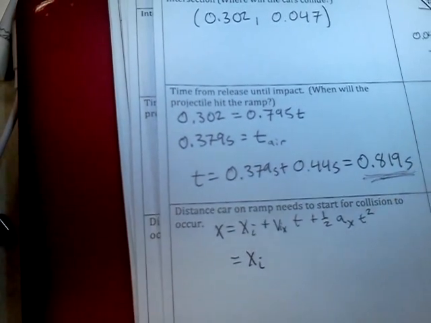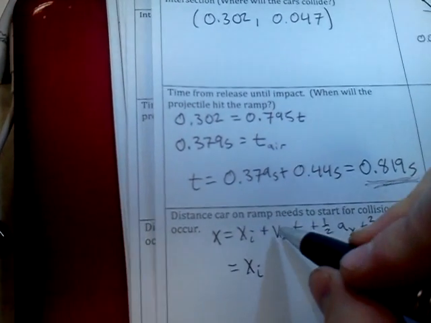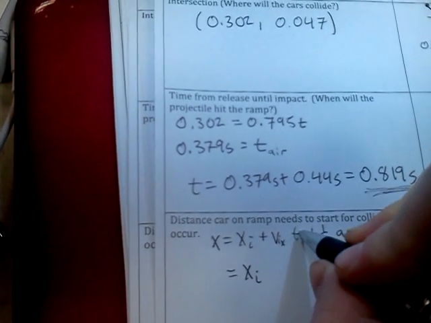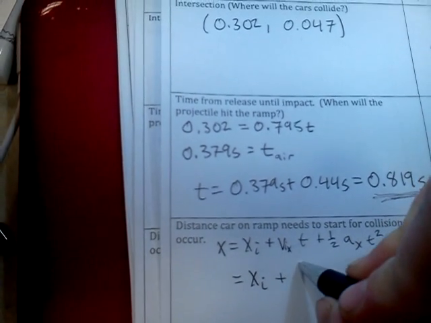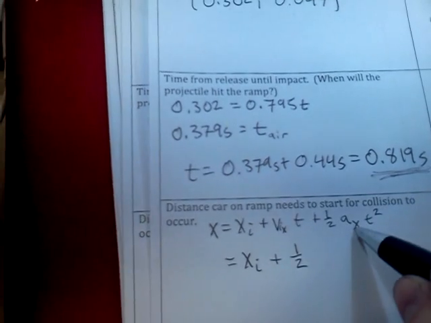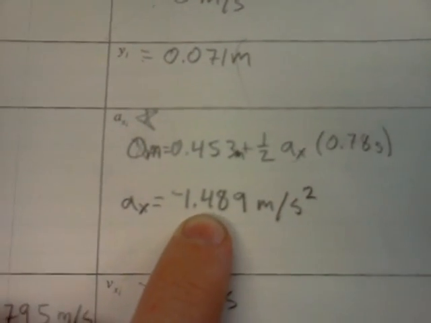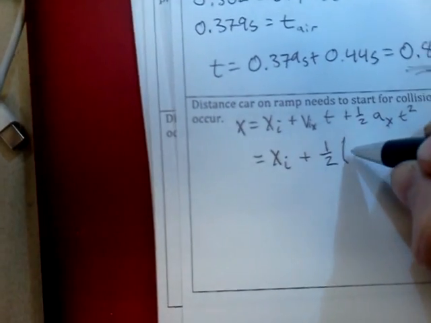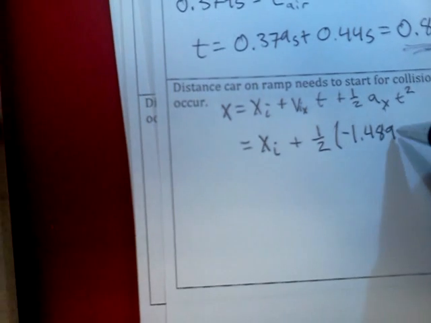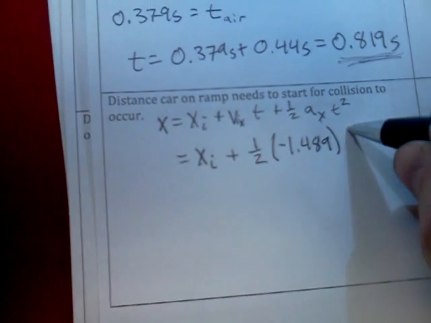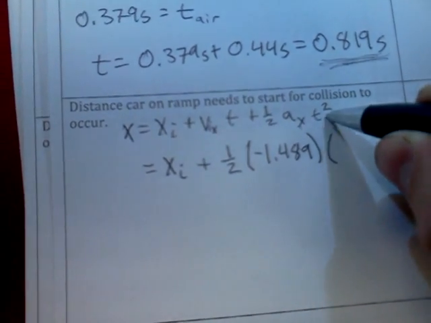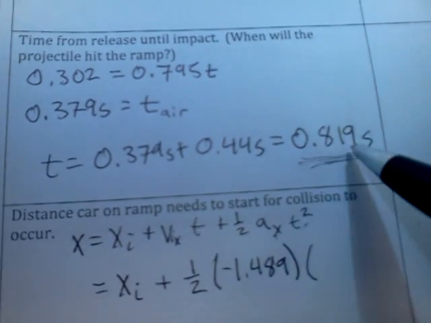Okay, my initial velocity in the x direction on the ramp on the floor is 0 because it's starting from rest, so this term cancels out. So I'm left with plus 1/2 times the acceleration in the x direction, which should be the same as the acceleration in the x direction on the previous sheet, as long as your ramp is at the same angle. So 1/2 times negative 1.489 times my time squared. Well, I know how long it needs to travel. That's what we calculated here.